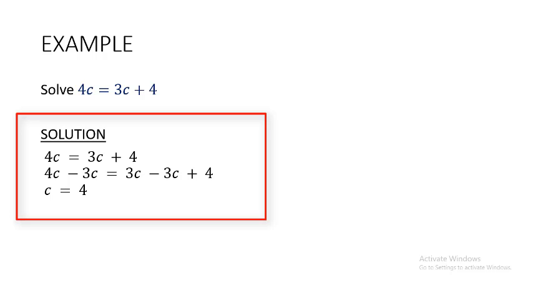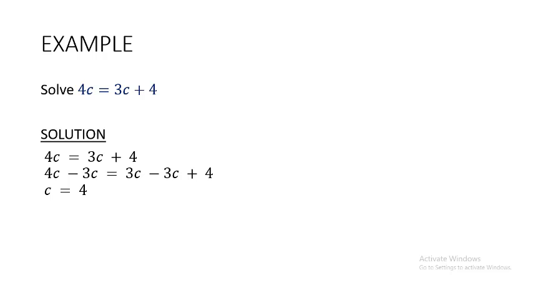4c is equal to 3c plus 4. What we should do here, we need to move 3c from the right hand side to the left hand side. So we are going to use the inverse operation. Since 3c has a positive sign, we are going to use its inverse operation, which is negative. So we are going to subtract 3c from both sides.